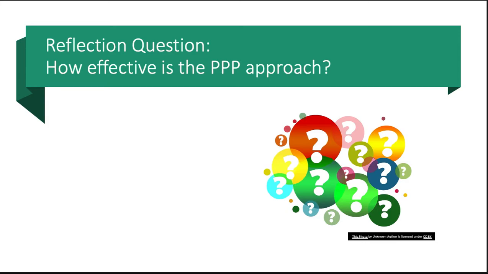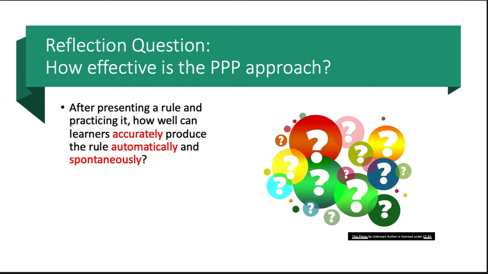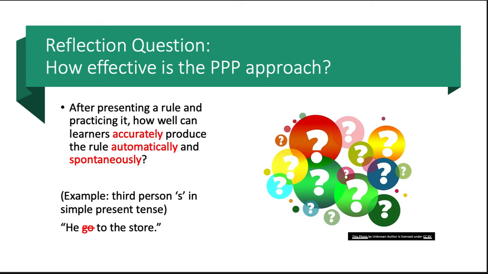So, here's the issue. How well does the PPP reach its goal? Does teaching grammar explicitly in these 3 stages generally result in learning a language rule spontaneously? I don't know about you, but when I taught ESL in high school, I used to get very frustrated when I would spend hours planning a lesson, exercises, and quizzes on a form like the third person's S in the simple present tense, only to have the students write things like, he go to the store the next time they wrote a text, or say it the next time they spoke to me in English. So why didn't this work?